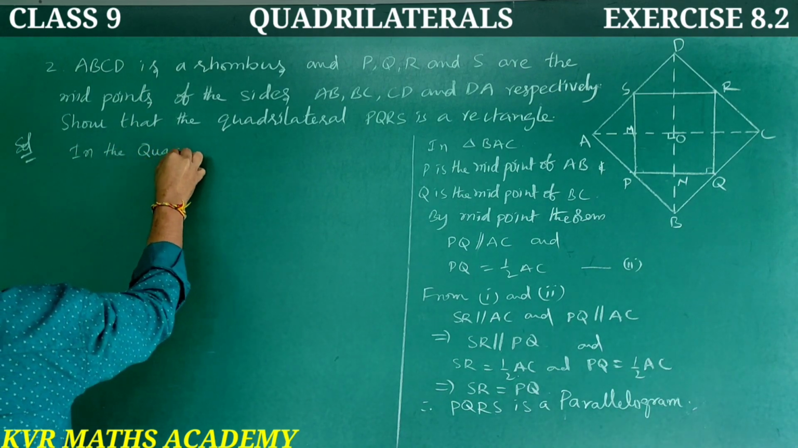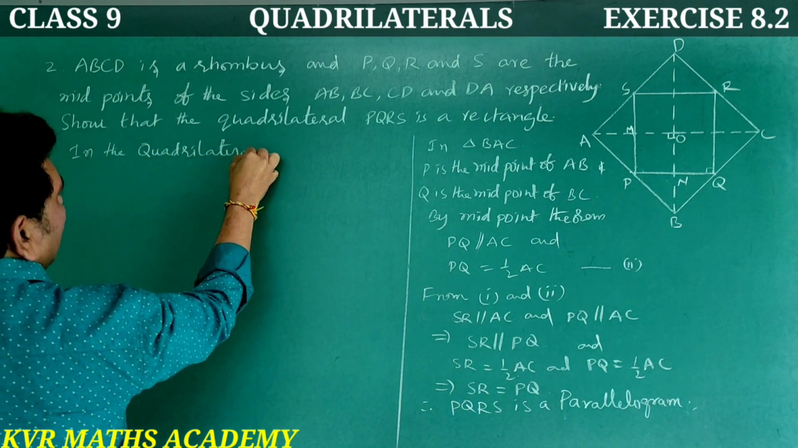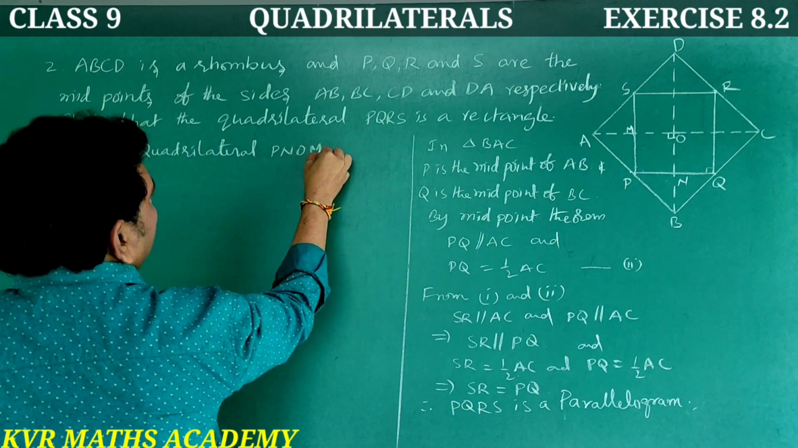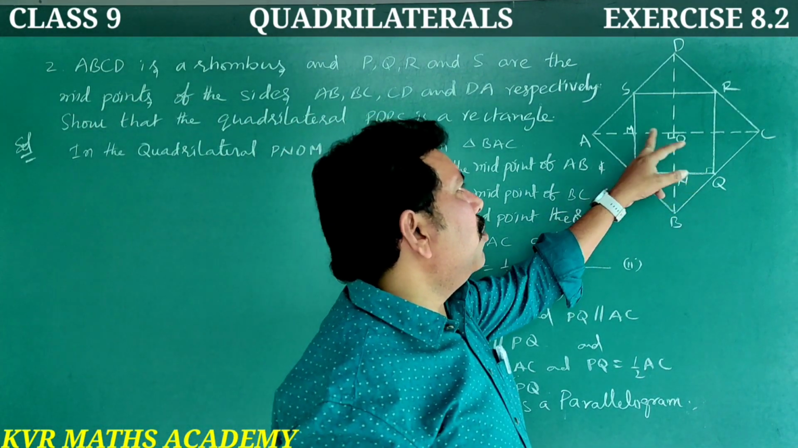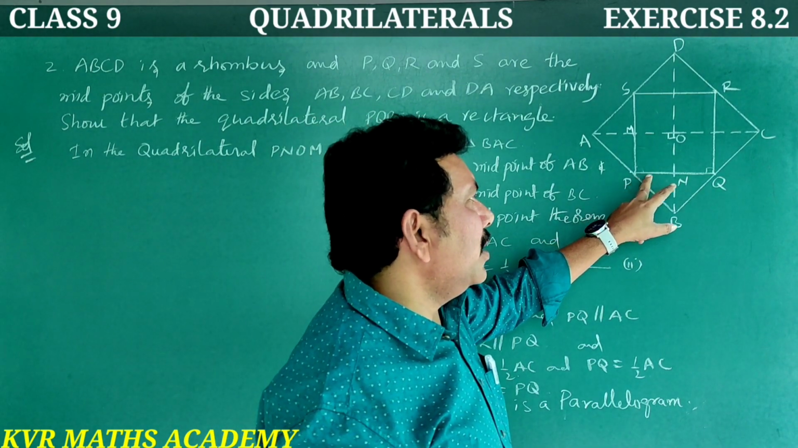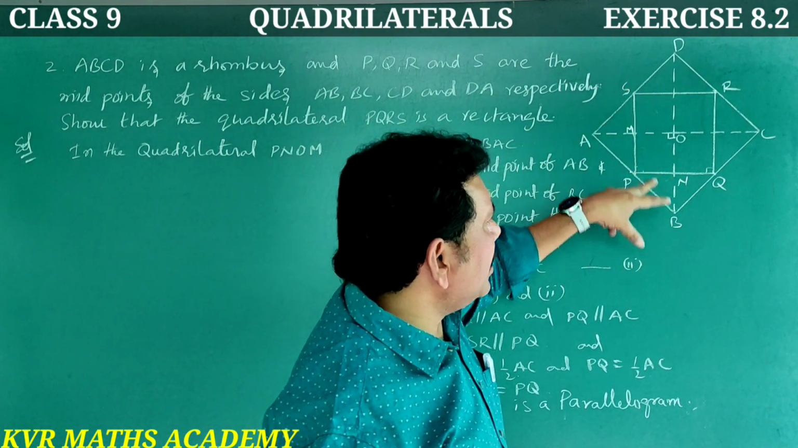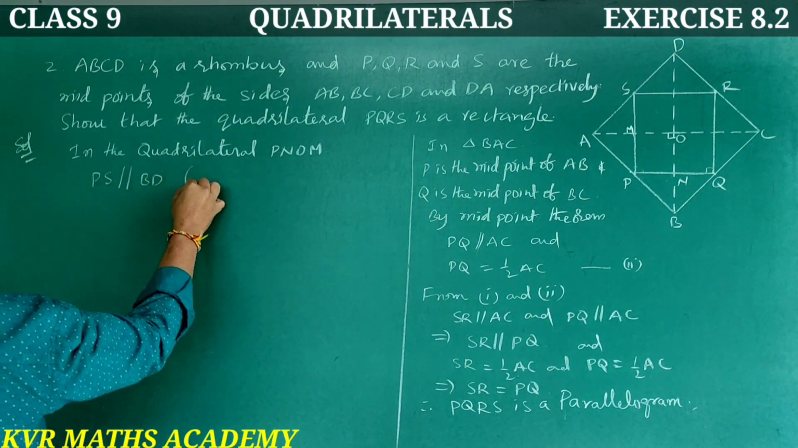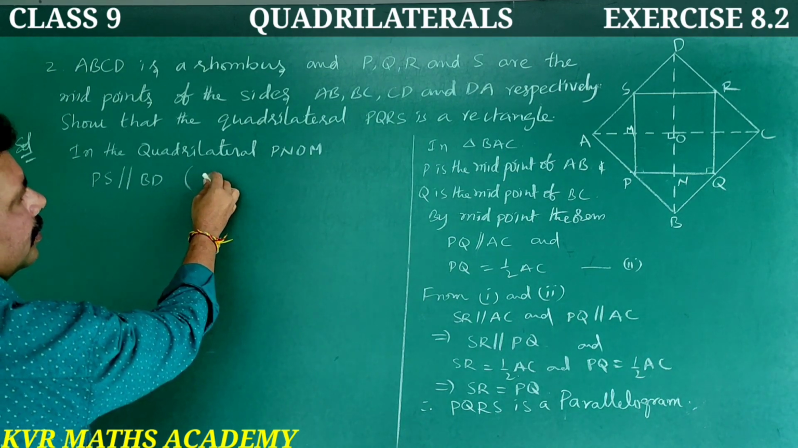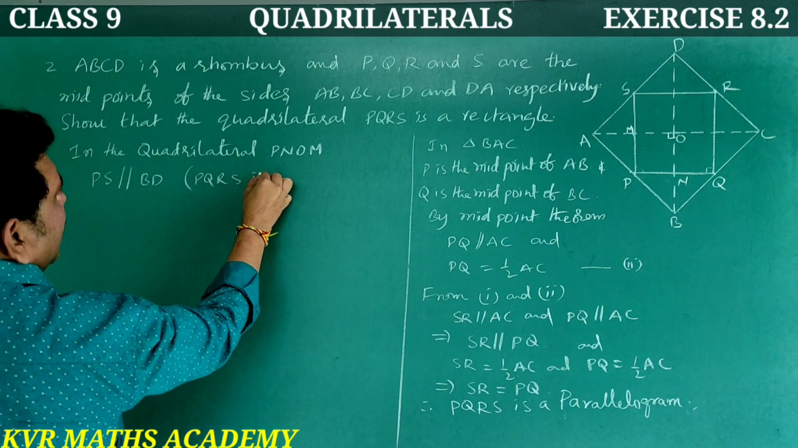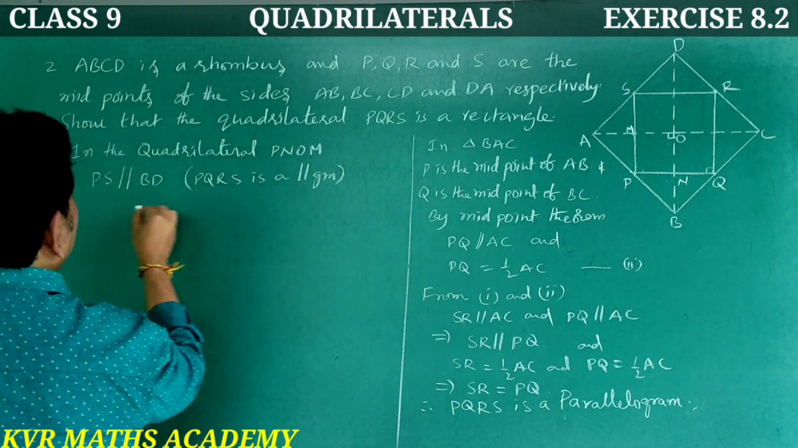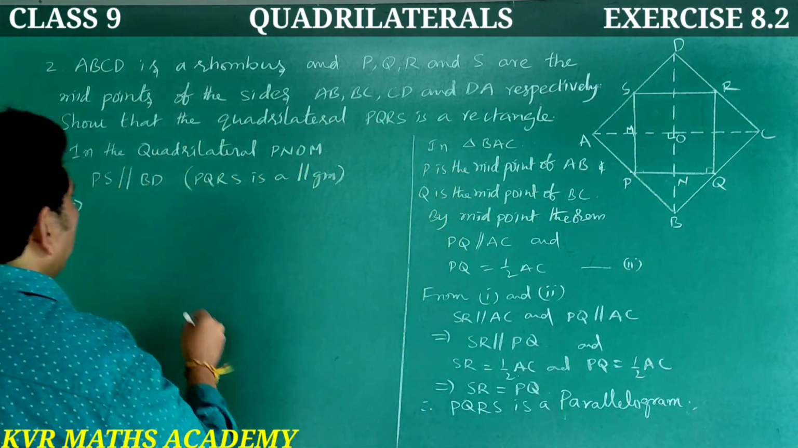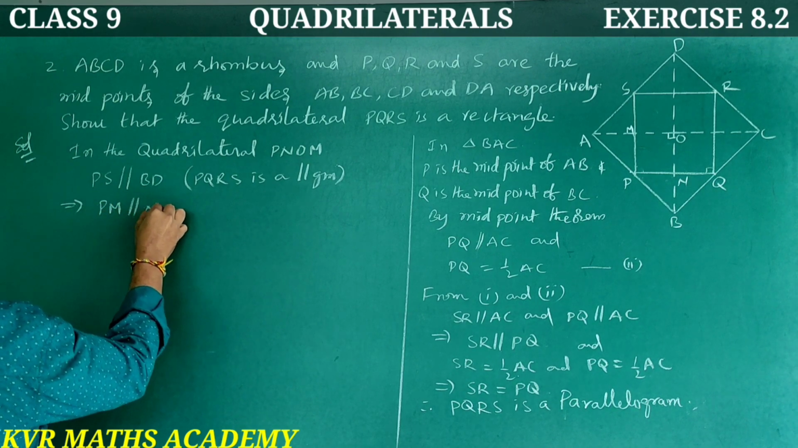చూడండి, in the quadrilateral PNOM, right? Yes. చూడండి, ఇక్కడ ఫస్ట్ PS is parallel to BD. PQRS is a parallelogram. Right? That implies PS is parallel to BD కాబట్టి PM is parallel to NO.